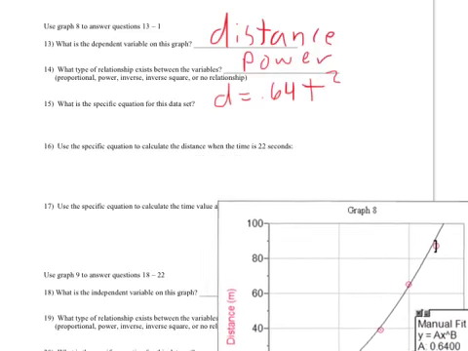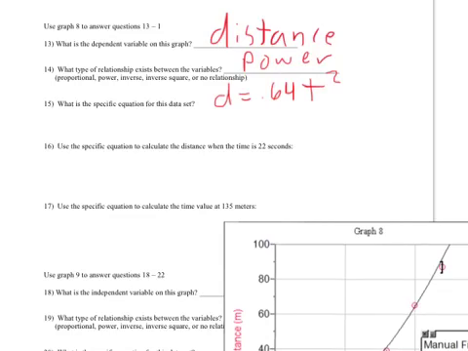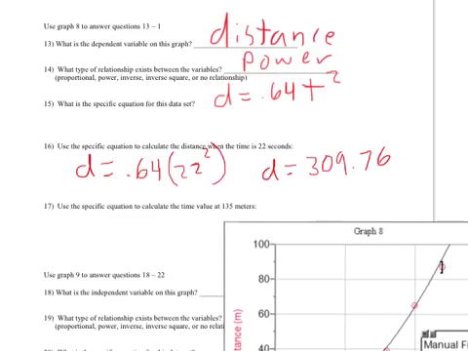Now the next thing I do is I'm going to use the specific equation to calculate the distance. I'm trying to solve the distance given a certain time value. So I'm going to take the time value and substitute it in here. So what I'll have then is D equals 0.64 times 22 squared, and that's the same thing as saying D equals 309.76. And what I want to do is round this to two significant figures, because I have two significant figures here. So that rounds to 310. In this case, the distance is measured in meters. Don't forget your units.